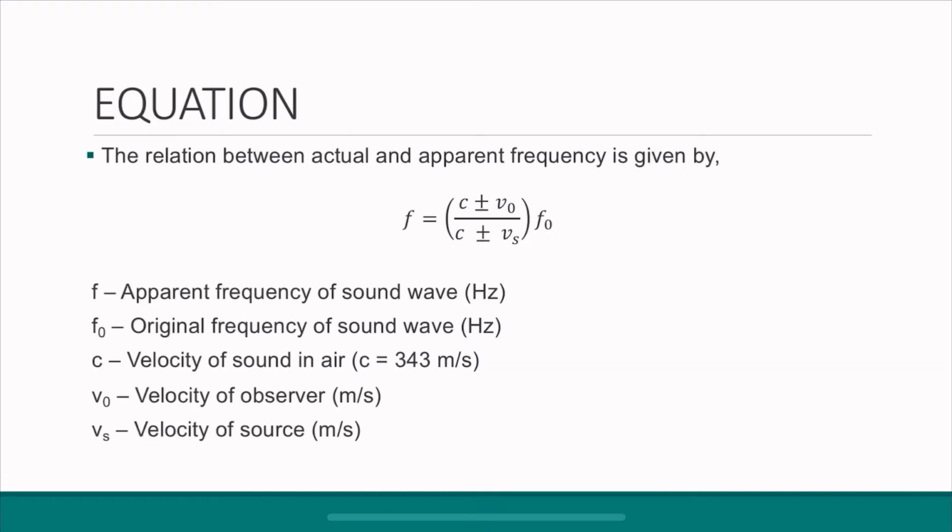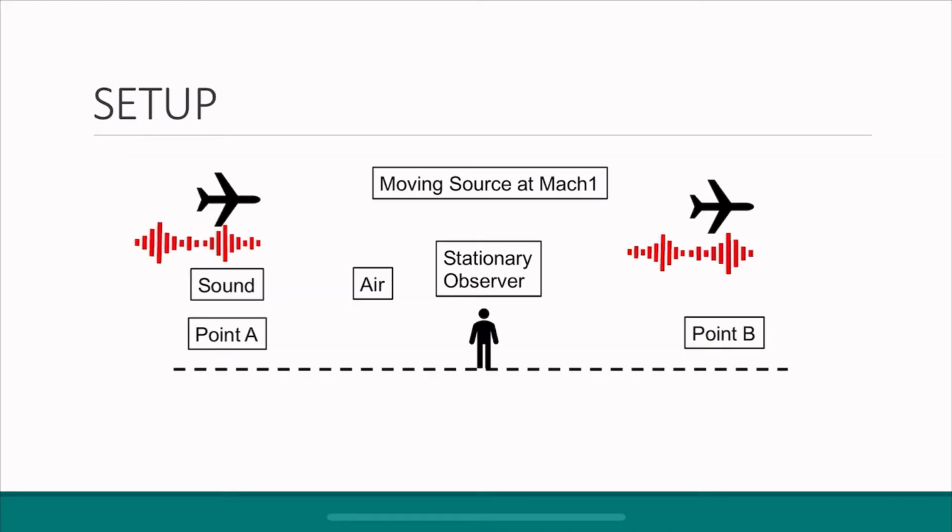This is the equation for the Doppler effect. F is the apparent or perceived frequency, F0 is the original frequency, C is the velocity of sound in air, V0 is the velocity of the observer, and Vs is the velocity of the source. Now we will solve several different cases with the help of that equation.